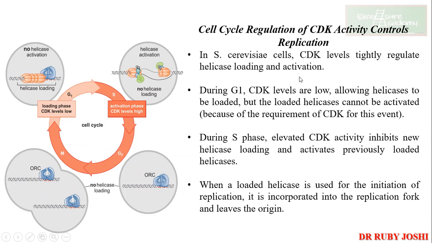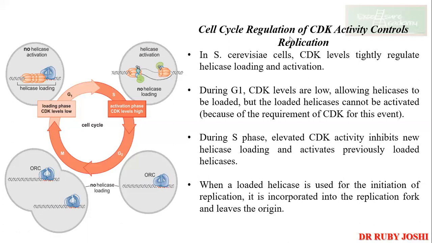As I mentioned before, much of the information about eukaryotic replication we are getting from the yeast, from Saccharomyces cerevisiae. In the mammalian cells, much of the research is still pending. So whatever information we have about eukaryotic replication is all because of the yeast. So in case of Saccharomyces cerevisiae, CDK levels tightly regulate the helicase loading and activation.